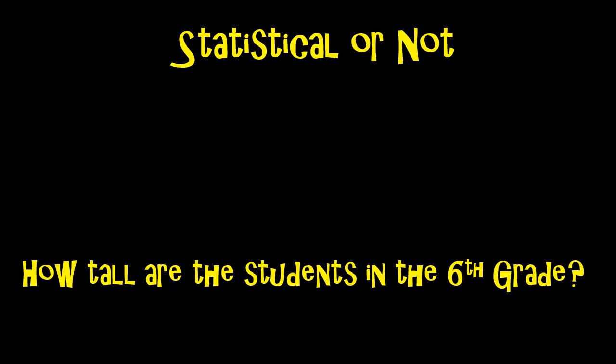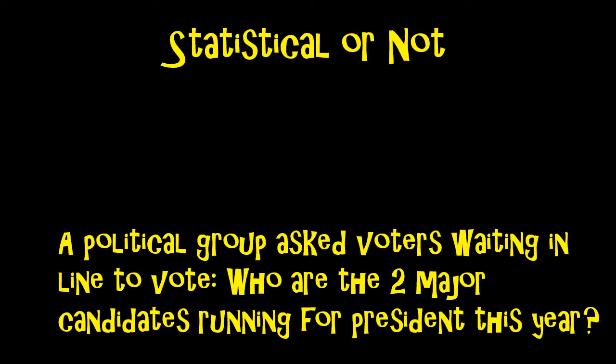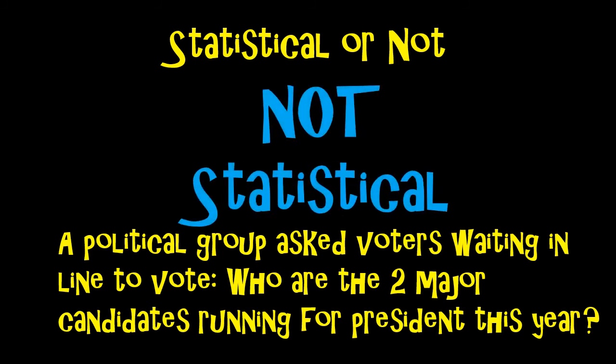How tall are the students in the 6th grade? This is very statistical. We might have people ranging from 4 feet tall to over 6 feet tall. A political group asked voters waiting in line to vote, who are the two major candidates running for president this year? Not statistical. In a primary election, there are always two main candidates.